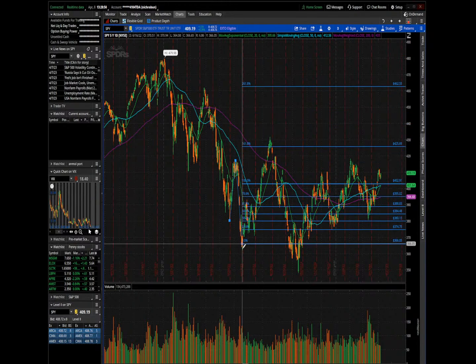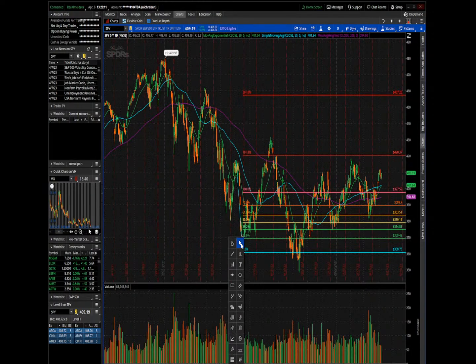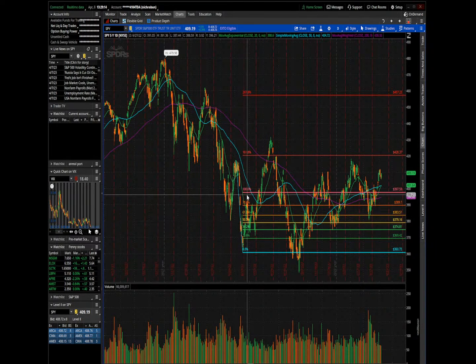Coming down here again. So, what I'm looking for is right there, 397.50. 397.59. All right. Based off this move here, my only objective is to get to that point.